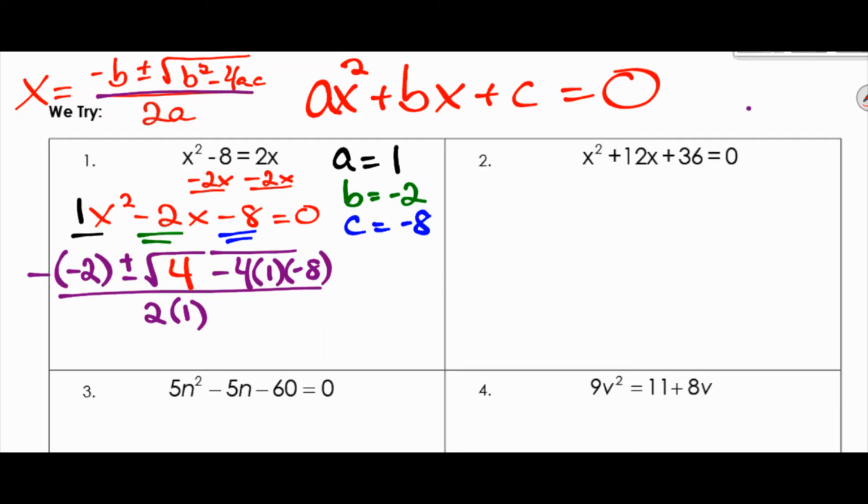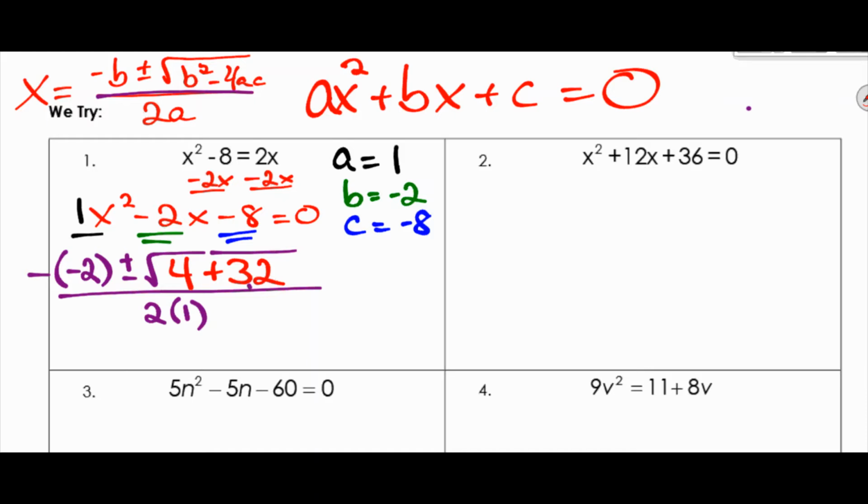I'm still going to work inside that grouping symbol. My next step is multiplying. Actually, I have to finish everything inside of there before I do anything. I have to solve the discriminant before I do anything else. So now I'm going to do negative 4 times 1 times negative 8. That would give me a positive 32. And I really want to think about that sign carefully. If I get a positive 32, I'm going to write that exactly like I'm saying it, as a plus 32.